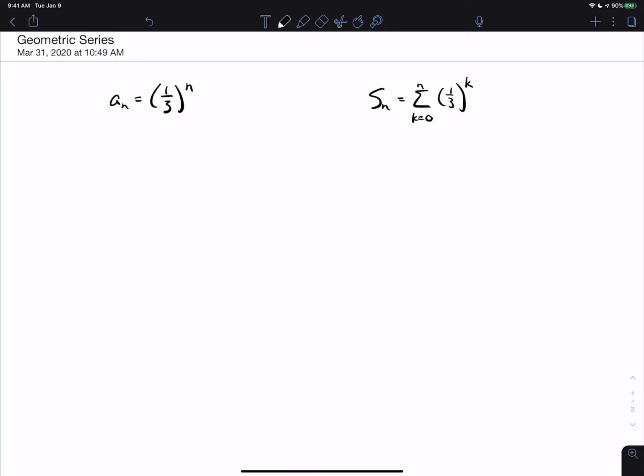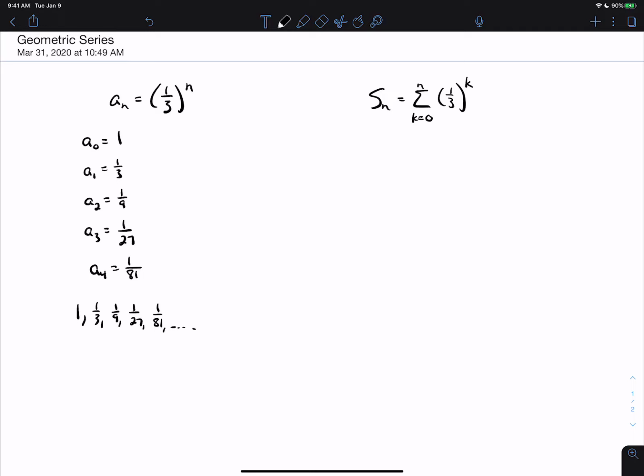The one on the left is what we've been dealing with quite a bit. So we can look at this and say, okay, a_0 is 1 because it's 1/3 to the 0. a_1 is 1/3. a_2 is 1/9. a_3 is 1 over 27. a_4 is 1 over 81, and so on. And so we can think of this in that way, or we can think of it as a list of numbers: 1, 1/3, 1/9, 1 over 27, 1 over 81, and so on.